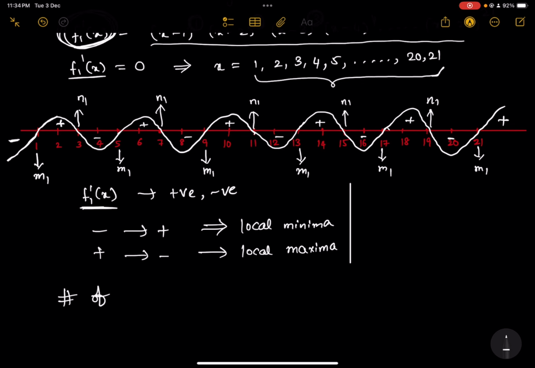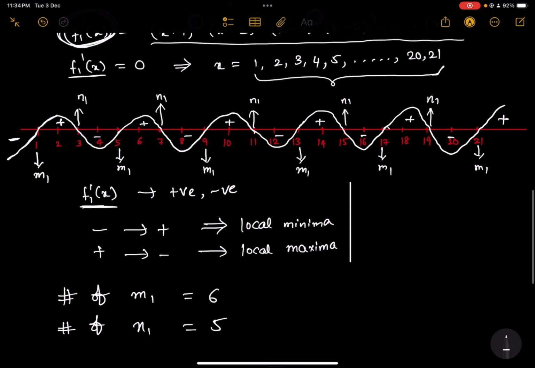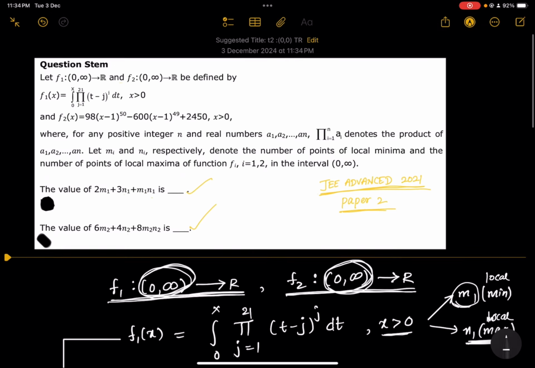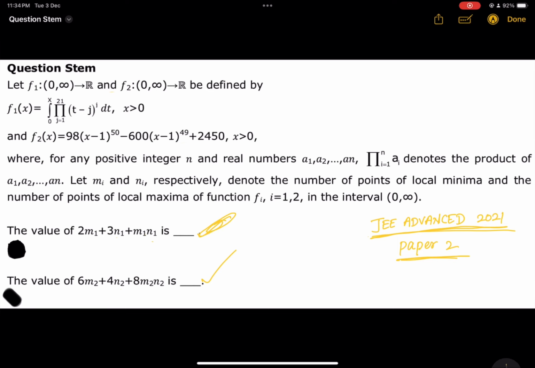Number of values of m1 is 1, 2, 3, 4, 5, 6. Number of values of n1, so that will be 5. So there are 6 minimum values and 5 maximum values. So now let us go back to the question. So here m1 is equal to 6, n1 is equal to 5.